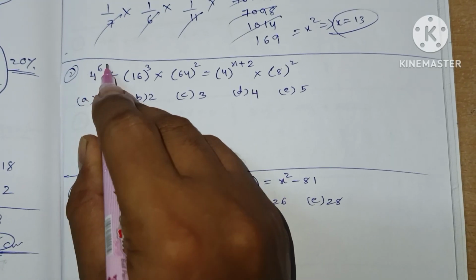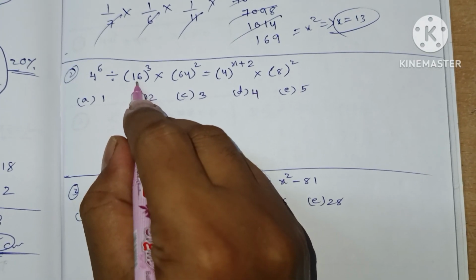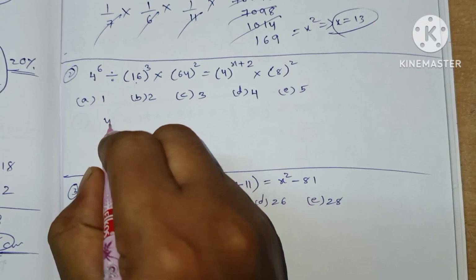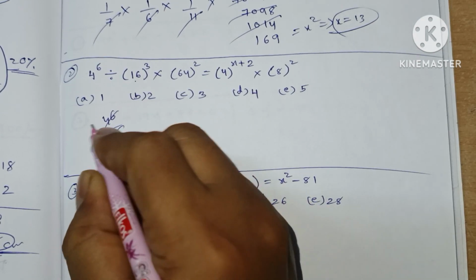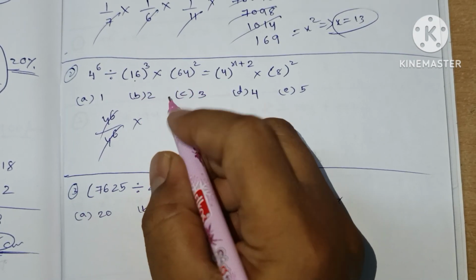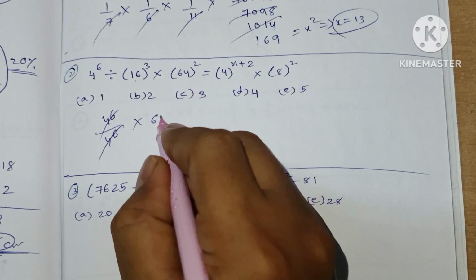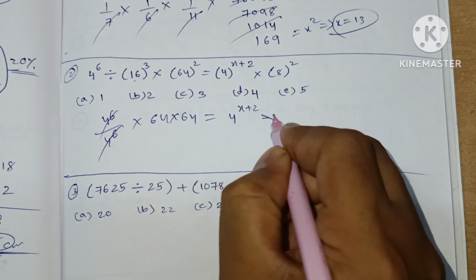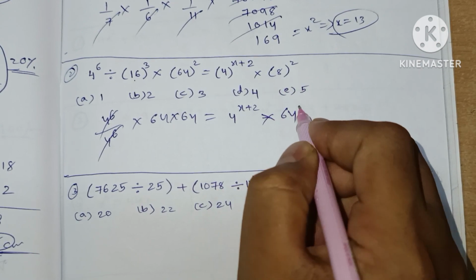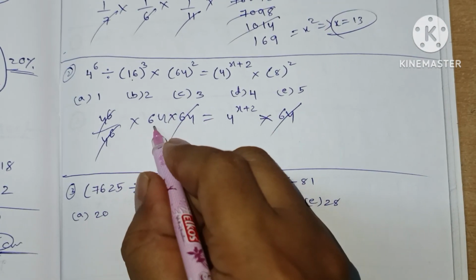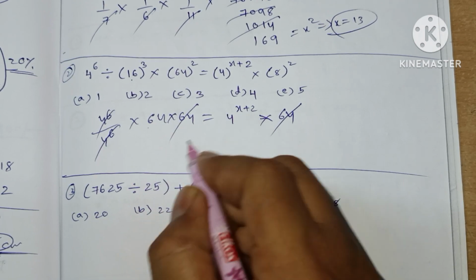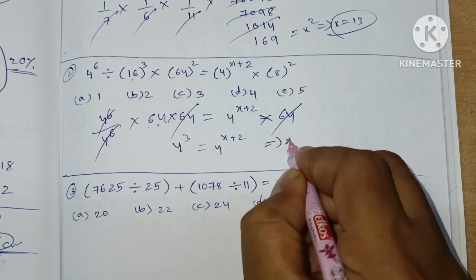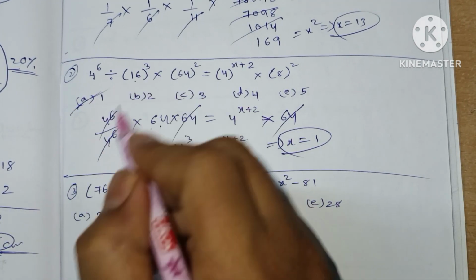Second question. It is 4 power 6 divided by... we can write this as 4 square means 2 into 3, which will be 6. 4 power 6 divided by 4 power 6 cancels and we get 1 into 64. 64 is nothing but 64 square means 64 into 64. Here it is 4 power x plus 2 into 8 square, which is 64. This 64 and 64 cancels. So we are left with 64 equals 4 power x plus 2. 64 is nothing but 4 cube. 4 power x plus 2, so x value will be 1. Option A is our answer.